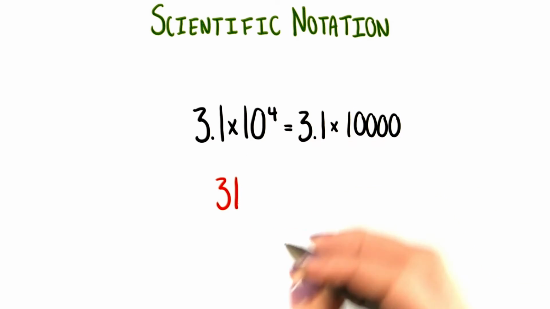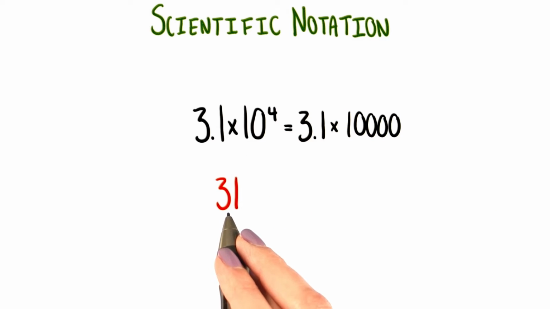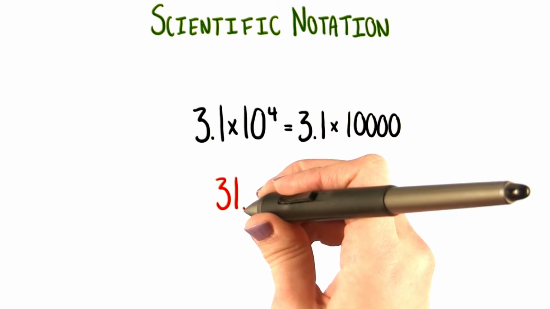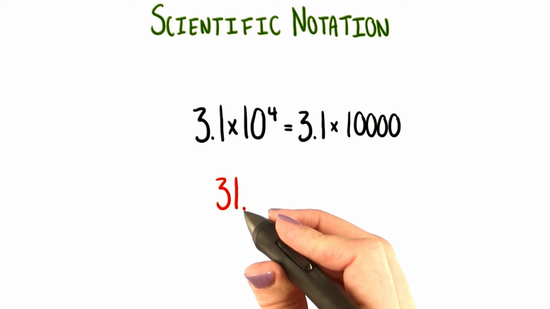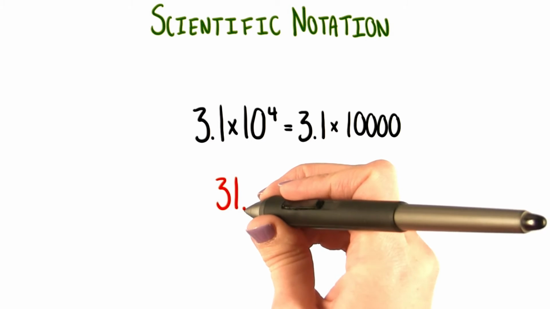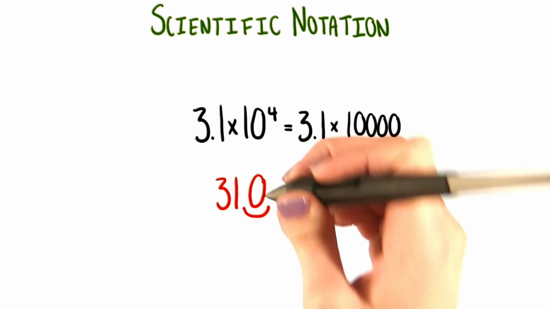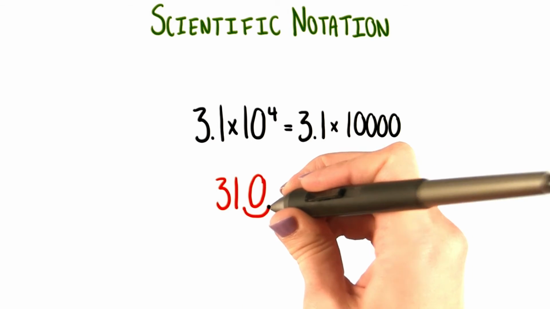For example, if we look at the number 31 and we want to multiply it by 10, we need to note that the decimal point is invisible, but it's technically right here. We need to move it from being right after the 1, one place to the right. And since there's nothing here right now, we need to add a 0 in. Then we put a decimal point after that 0.